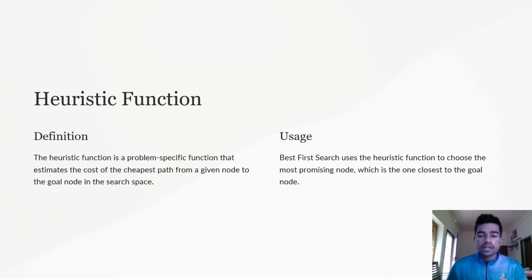Its usage is that it uses the heuristic function to choose the most promising node, which is the one closest to the goal node.